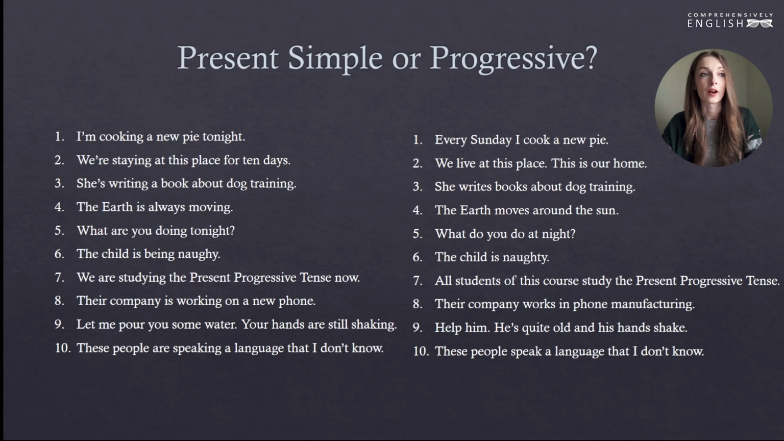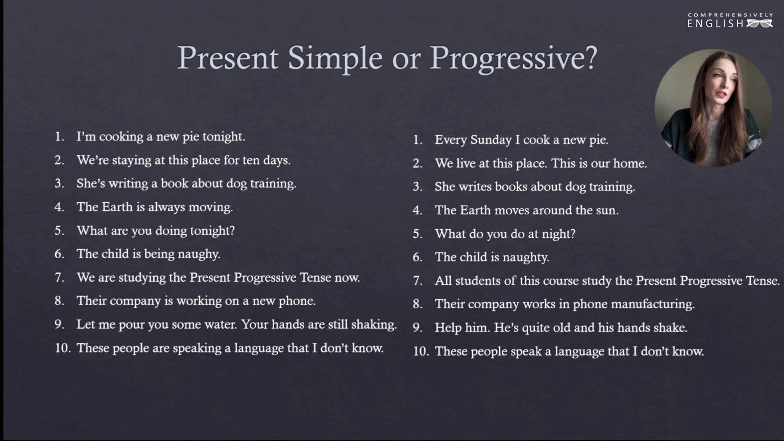Now let's look to the right. Every Sunday I cook a new pie. That's an action that you repeat every Sunday. A repeated action in the present is expressed with the help of the present simple tense. Number 2.